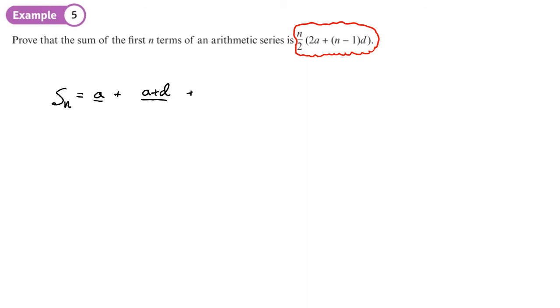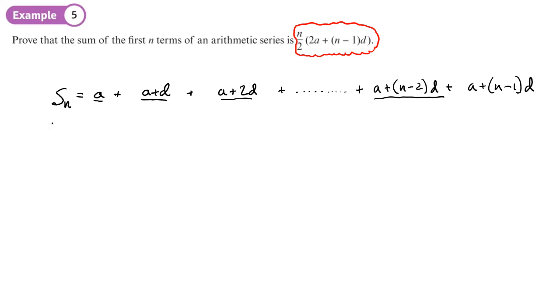The third term, a plus two differences. The fourth term, a plus three differences. Now I'm going to do dot dot dot, go all the way to the end, and then I'm going to have a plus n minus two differences, and then if I go up to the nth term, that's going to be a plus n minus one differences. Yeah, so that's the terms of a sequence written out using a, n and d.